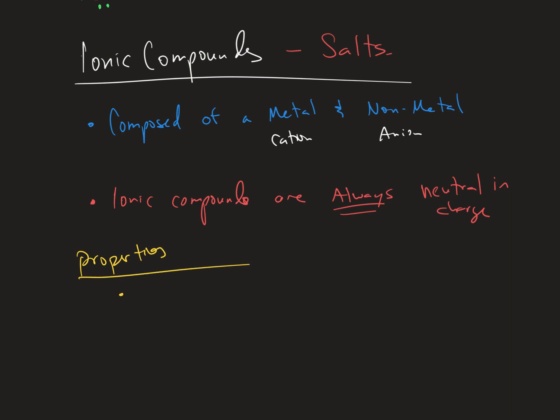Some basic properties of ionic compounds. If they're salts, is it a solid, liquid, or gas? It's a solid, right? Now, it's not just a plain solid like metal is. It's a crystalline solid. Just like we look at salt, right? They're all crystals. You with me? So they're crystalline solids. Solids at room temperature.